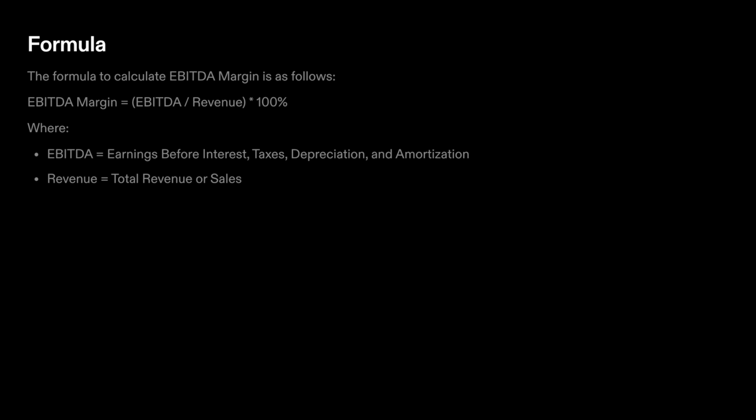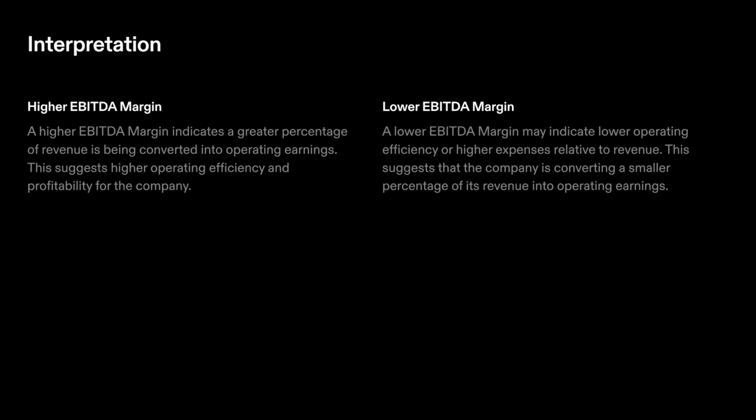2. Interpretation. EBITDA margin is expressed as a percentage and represents the proportion of a company's revenue that translates into operating earnings before considering non-operating expenses. A higher EBITDA margin indicates a greater percentage of revenue is being converted into operating earnings, suggesting higher operating efficiency and profitability. Conversely, a lower EBITDA margin may indicate lower operating efficiency or higher expenses relative to revenue.